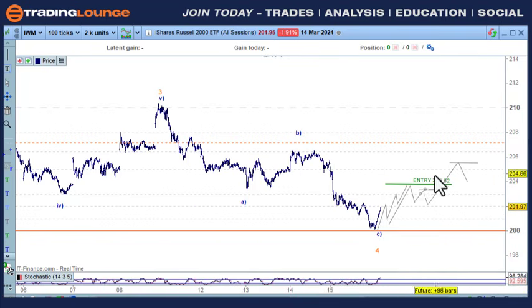Now, will it do this? I don't know. The Russell's kind of in a different situation, but if you get that support on top of 203, then we'll be on the long side. If you go in earlier than that, then you'll be at risk of being caught in a rally.